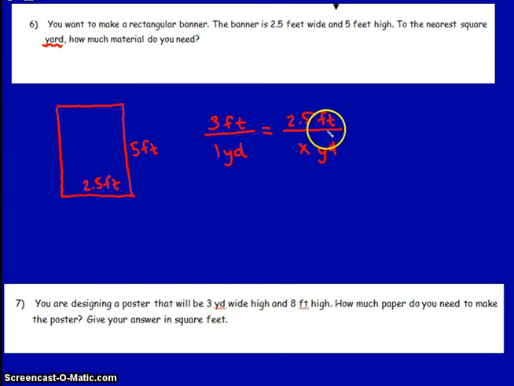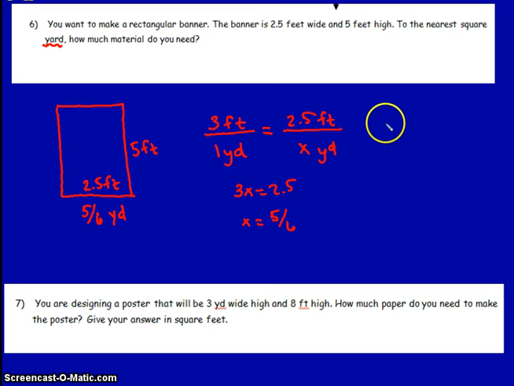So I have feet over yards, I just cross multiply. 3x equals 2.5, divide by 3, I get x equals 5 over 6. And it's best to leave your unit as a fraction so that you don't have to cut off any decimals. So instead of 2.5 feet, I've changed it to 5 over 6 yards.